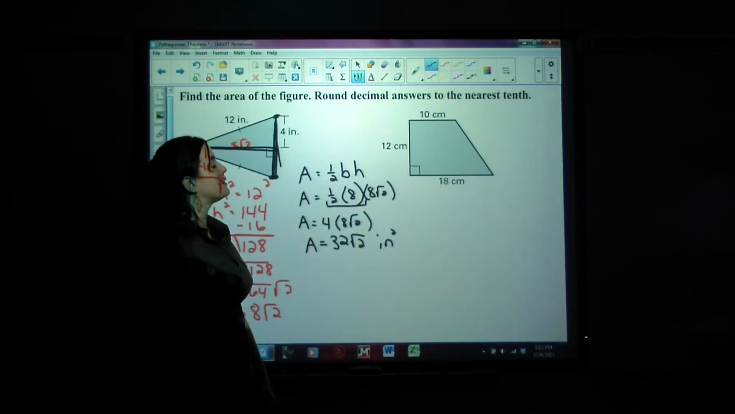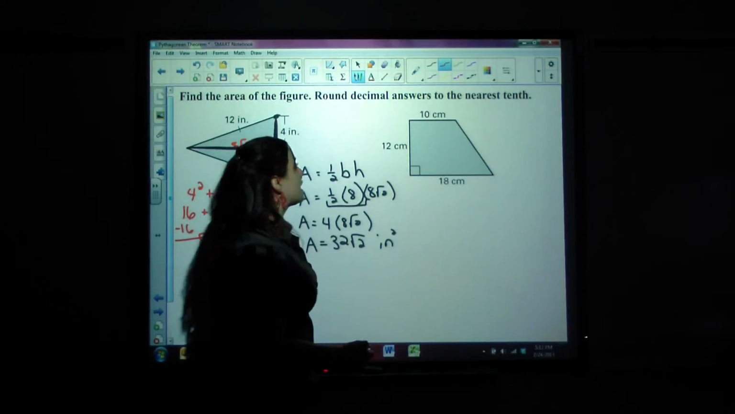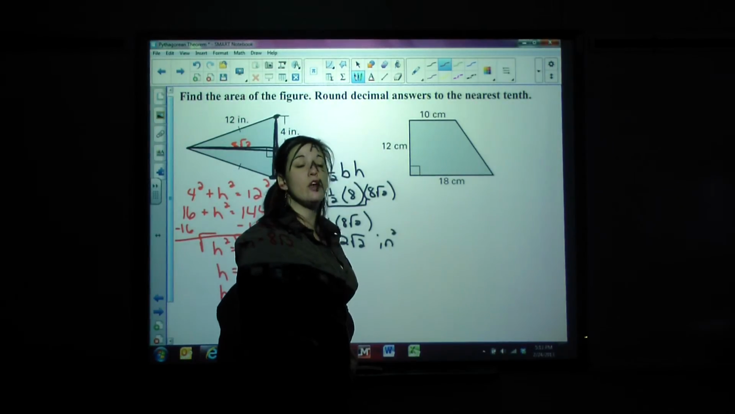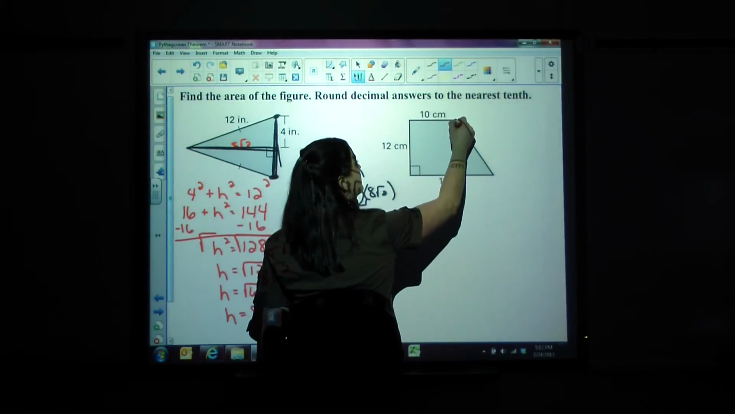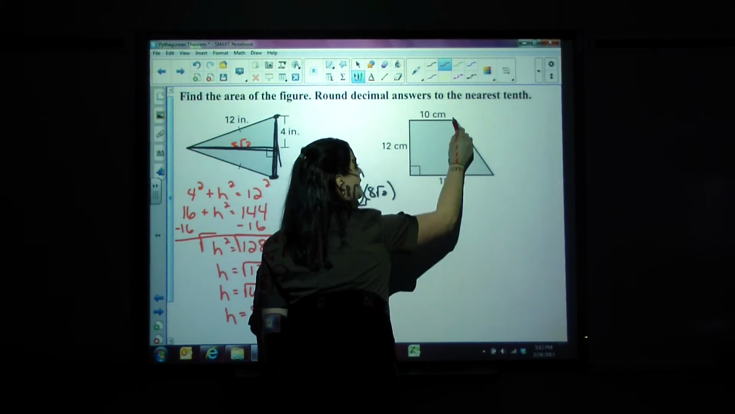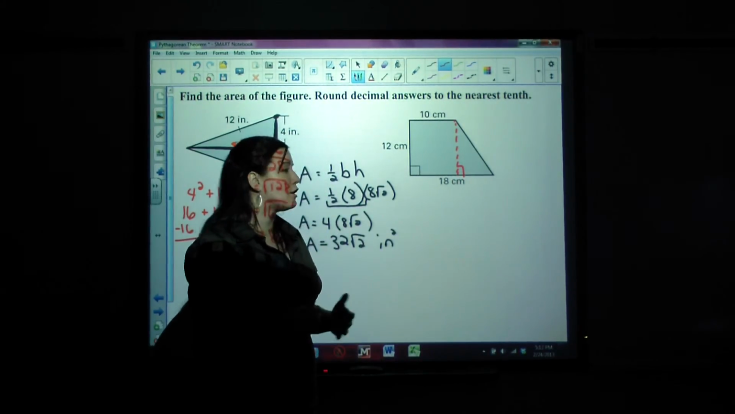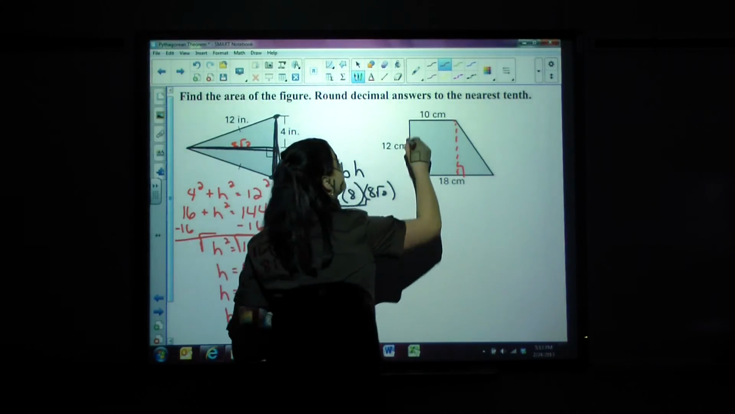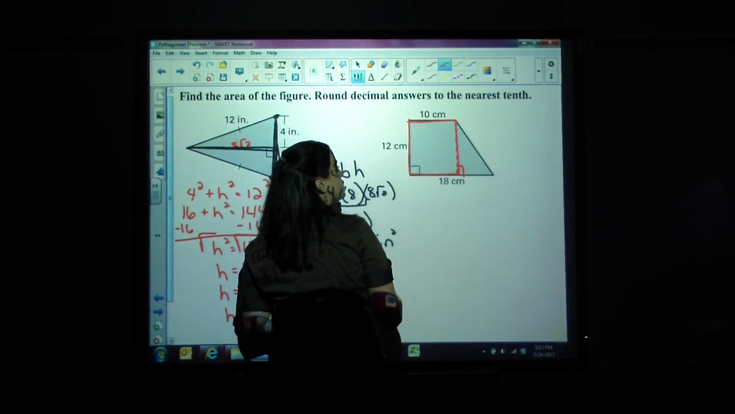Okay, let's find the next one. This is an irregular shape. So if you remember how to find areas of irregular shapes, what you need to do is cut it up into shapes you know. Those would be squares, rectangles, circles, triangles. In this case, I'm going to draw a line here and split it into a rectangle and a triangle. And the way I'm going to draw on the line, I'm going to make sure that that is a right angle. So what I have is this rectangle, which is 10 by 12.